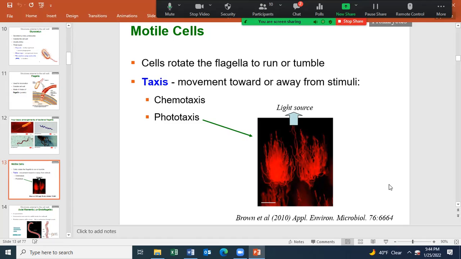This one here is phototaxis, and it looks like it's moving away from the light because the flagella are on this side. So that means the bacteria are moving that way. The light is this way. So it's movement away from the light.